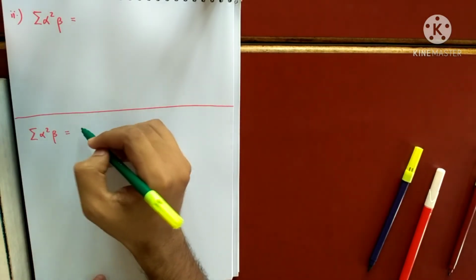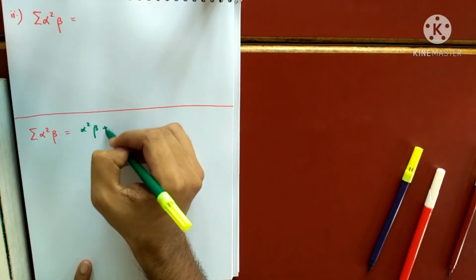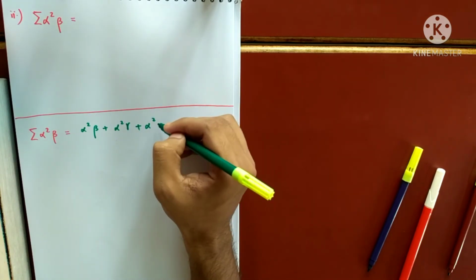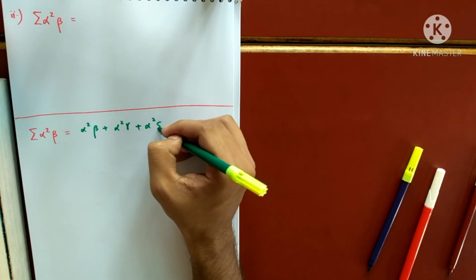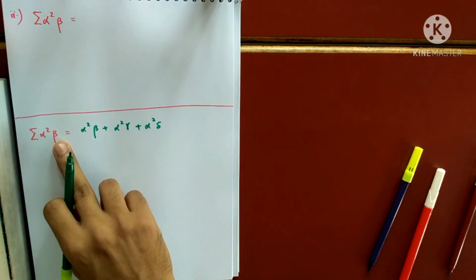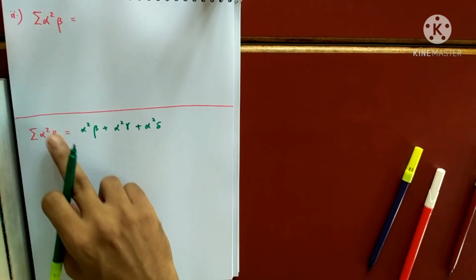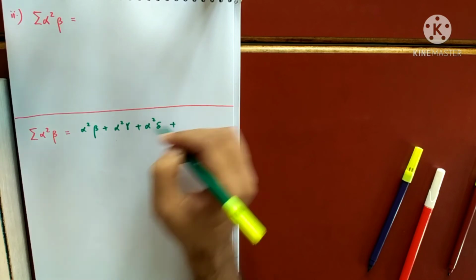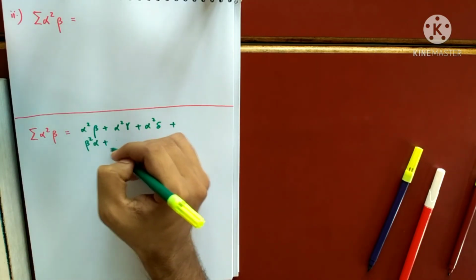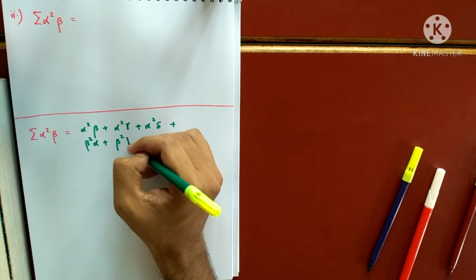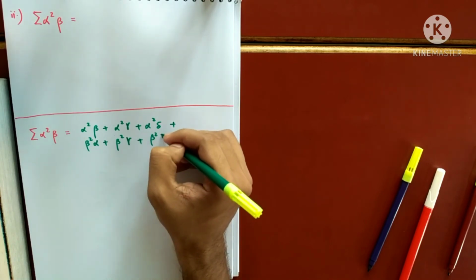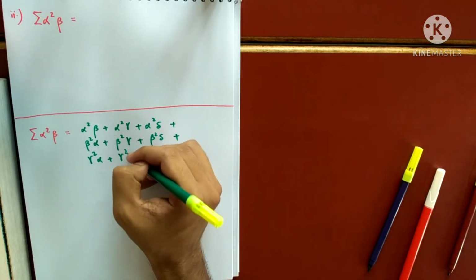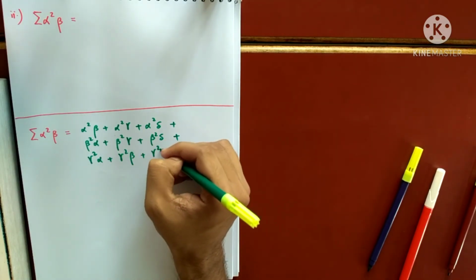So alpha square beta, alpha square gamma, alpha square delta. Alpha square I am taking with all possible roots here. Similarly, beta square with alpha, beta square with gamma, and beta square with delta. Next, gamma square with alpha, gamma square with beta, and gamma square with delta.